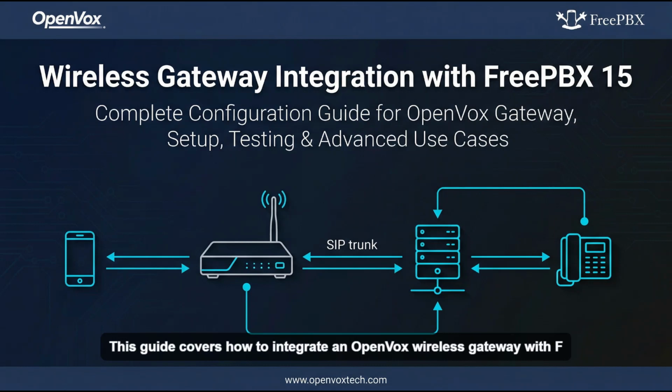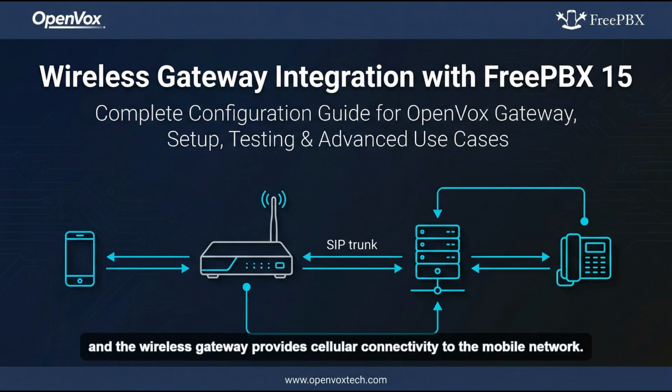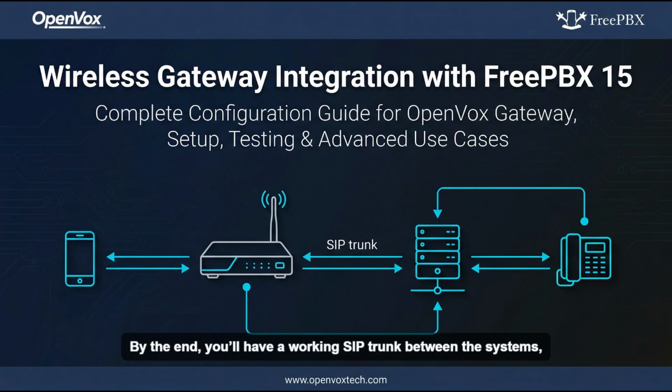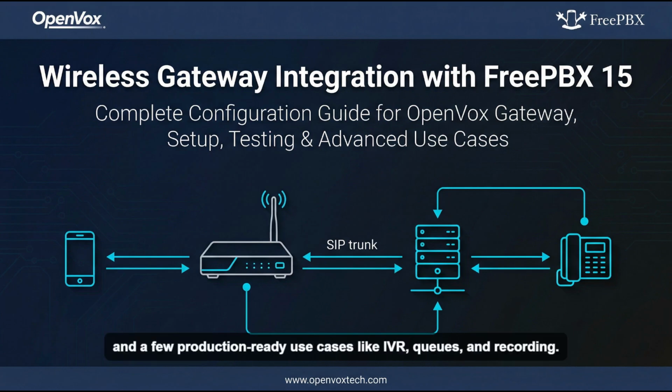This guide covers how to integrate an OpenVox wireless gateway with FreePBX 15 using SIP. The goal is straightforward. FreePBX controls the call logic, and the wireless gateway provides cellular connectivity to the mobile network. By the end, you'll have a working SIP trunk between the systems, verified inbound and outbound calling, and a few production-ready use cases like IVR, queues, and recording.